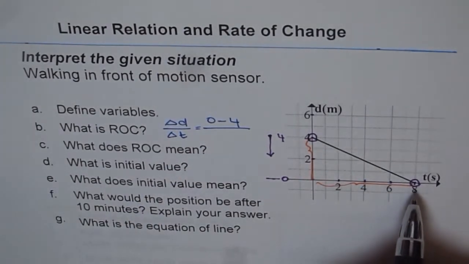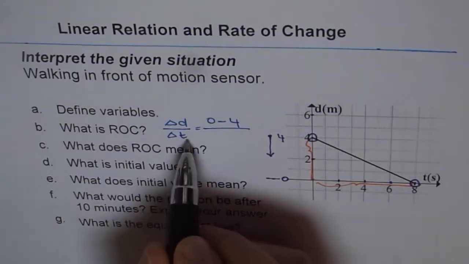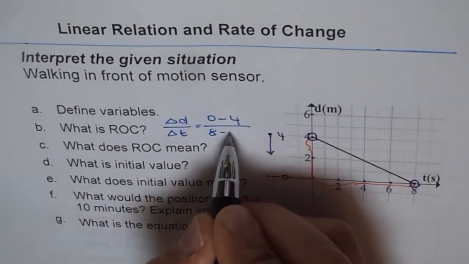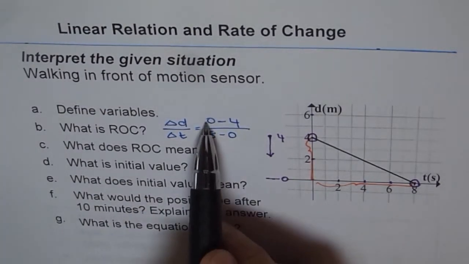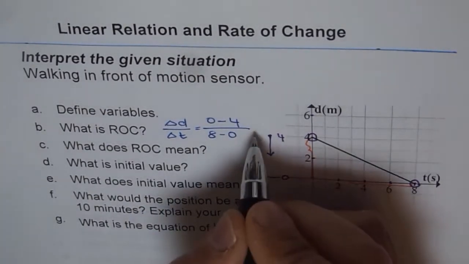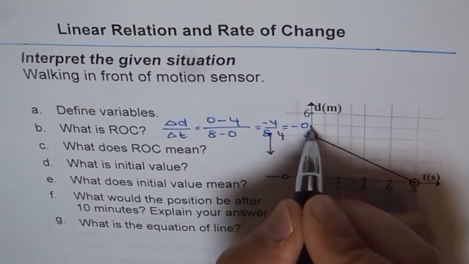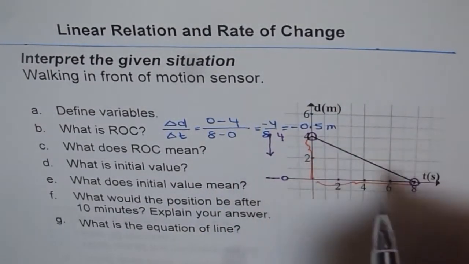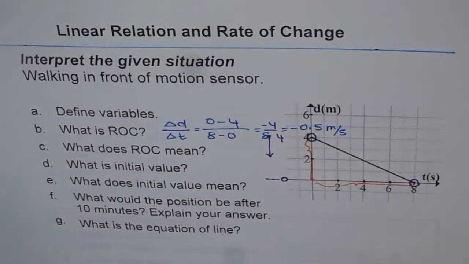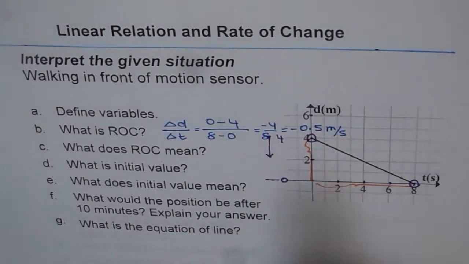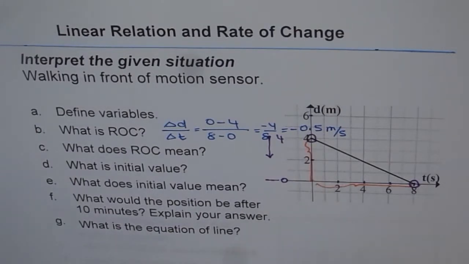And the final time is 8. Initial time was 0. So the change in time is 8 minus 0. Do you see that? So 0 minus 4 is minus 4. So we get here minus 4 over 8, which is minus 0.5 meters per second. So half meters per second you can say, or 0.5 meters per second. Minus indicates that the person is approaching, correct? That is what it indicates, right?